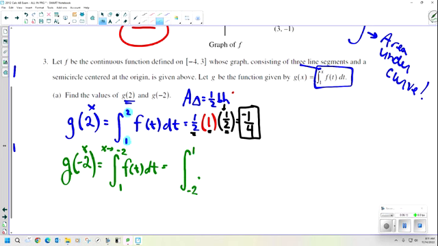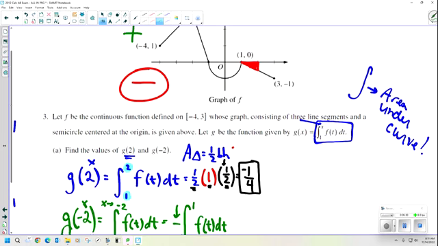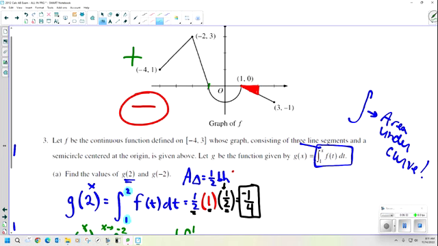But whenever I flip my bounds, there is a rule. I need to negate my integral. So now that's equivalent. We are still going to do area under the curve from negative 2 to 1. Here's negative 1, here's negative 2 right here, to 1, which is right here.